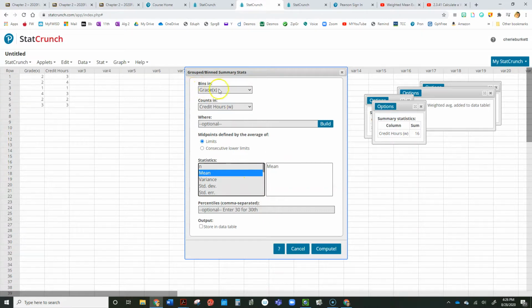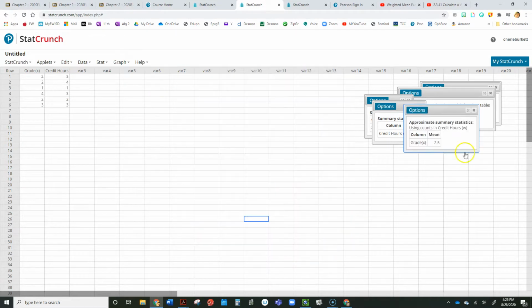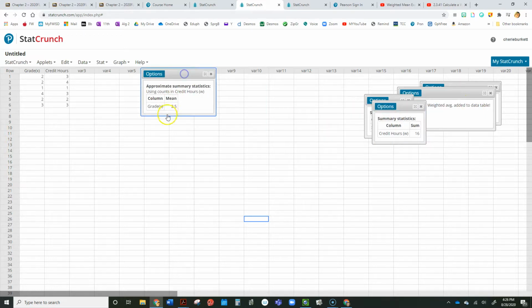So we're just going to do, these are the grades. These are the weights for the grades. These are the grades. These are the weight for the grades. And we just want to do a mean. And you compute it. And then this is what it came out with, 2.5.